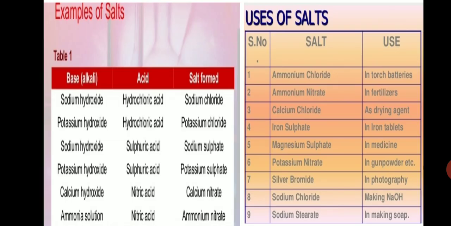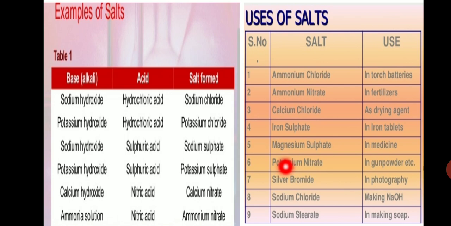There are different types of salts we will study in this chapter. Some of the salts are ammonium chloride, ammonium nitrate and calcium chloride, and all these have different uses. Ammonium chloride is used in storage batteries. Ammonium nitrate is used as a fertilizer. Calcium chloride is a drying agent. Iron sulfate is used in iron tablets, and magnesium sulfate is also used in medicines.